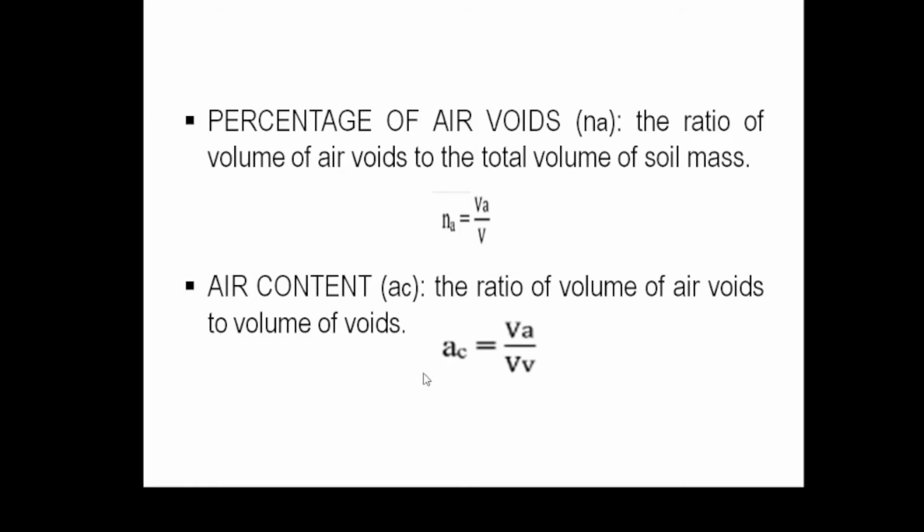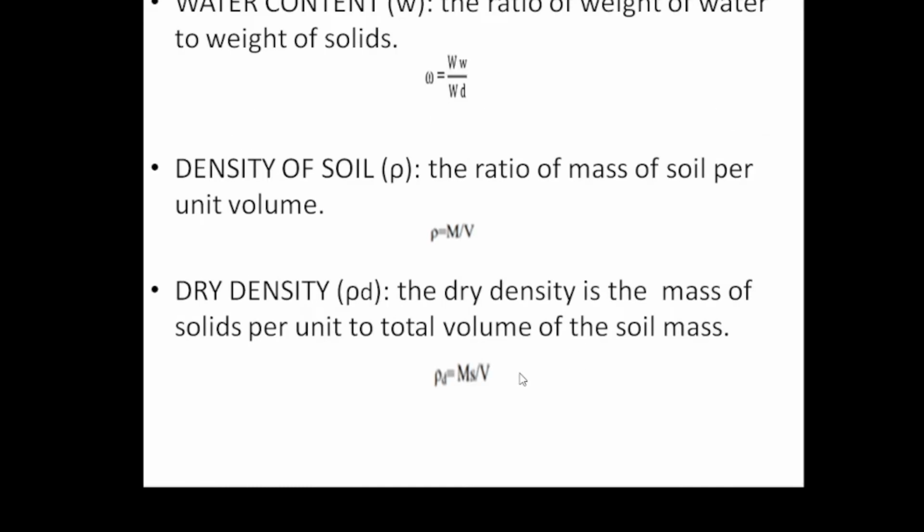Air content, which is denoted by the letter Ac. It is volume of the air voids to the volume of the voids. Water content, which is denoted by the letter small w. It is weight of the water to the weight of the solids in the given sample.